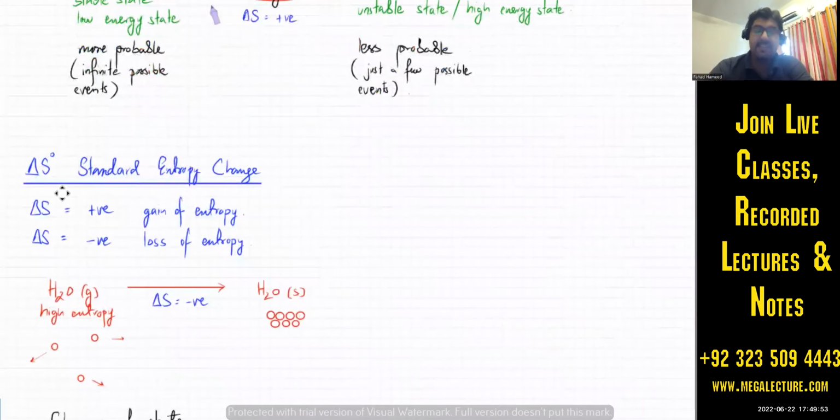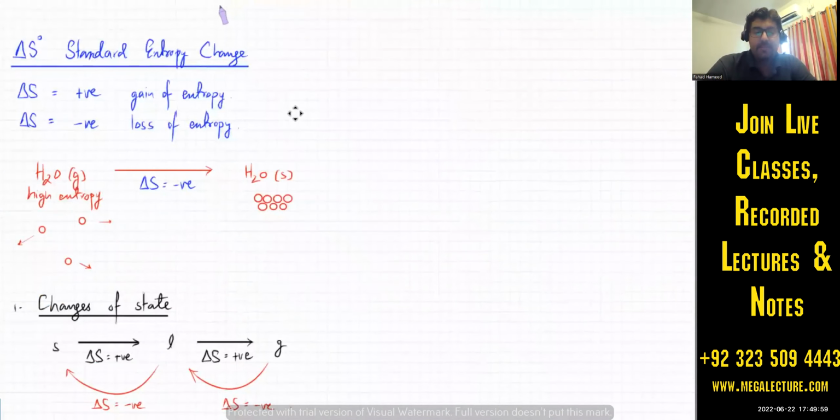Delta S is a change of entropy. Positive means that there is a gain of entropy happening. If you break your car into pieces, or you break your bicycle into pieces, that's delta S positive. If you take the parts and make a bicycle, that's delta S negative. That's a loss of entropy.